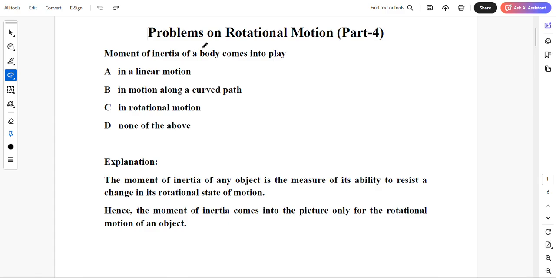Today we'll be seeing some interesting problems on the chapter rotational motion. This is part 4 of the video. Kindly do watch the previous videos also. This is the first problem.